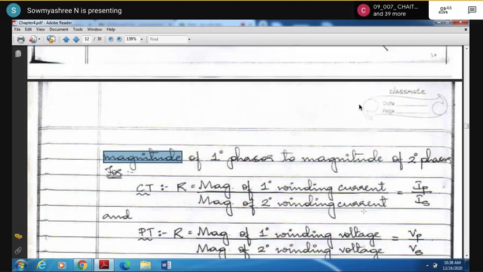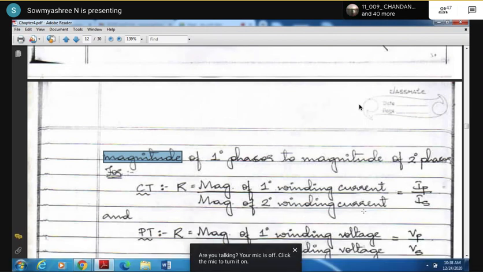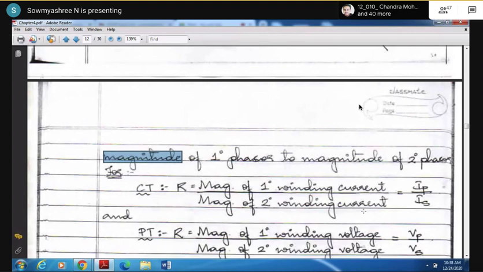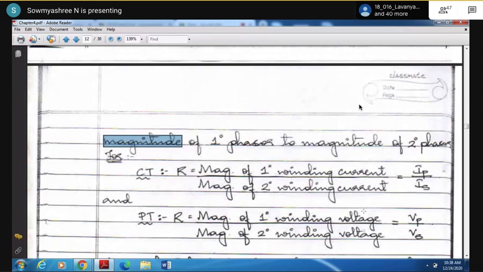Whereas in case of PT, it is the magnitude of the primary winding voltage by the secondary winding voltage. Are you getting my point? In CT, you consider current. Ratio of the magnitude of the primary winding current to the magnitude of the secondary winding current gives you the transformation ratio in case of CT. Whereas in case of PT, the magnitude of the primary winding voltage to the magnitude of the secondary winding voltage gives you the transformation ratio.